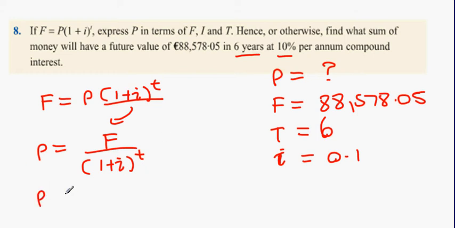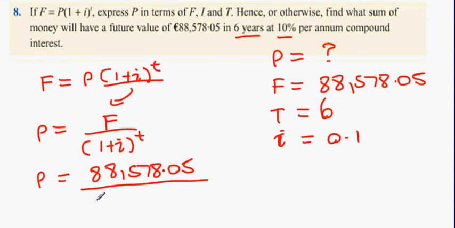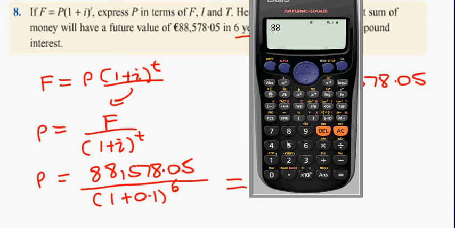Okay, so put it into your formula. We're going to have 88,578.05. Then we're going to divide that all by 1 plus I to the power of t, which is going to be 1 plus 0.1 to the power of 6. So it's basically 1.1 to the power of 6 on the bottom. Okay, so let's find out what this number is.